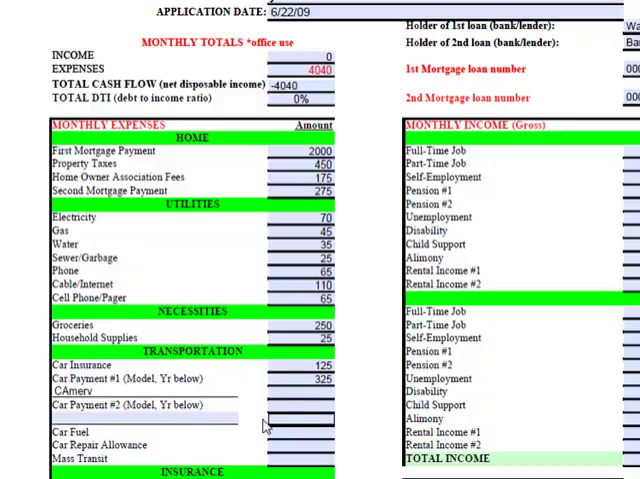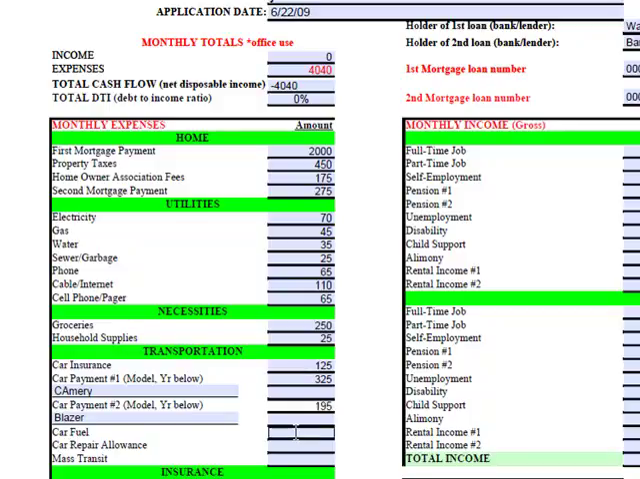Okay. Their second car is a Blazer. So we're going to make sure we indicate Blazer on the left-hand side. The Blazer payment is $195. So you implement it right where it says to implement the second car payment, $195.